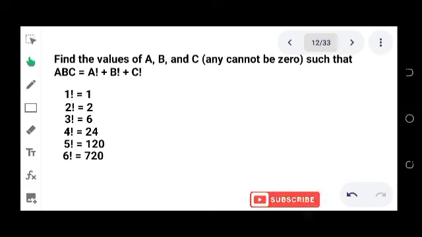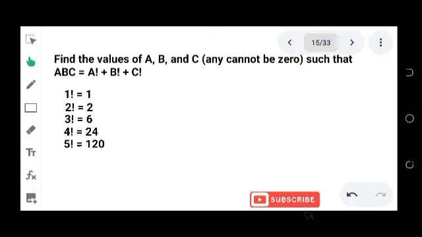Now, let's try 6 factorial. Since 6 factorial has a 7 in its digits, we cannot use 6 factorial, because 7 has already been eliminated from the list. So we cannot use 6. Let's now have 1 factorial up to 5 factorial.